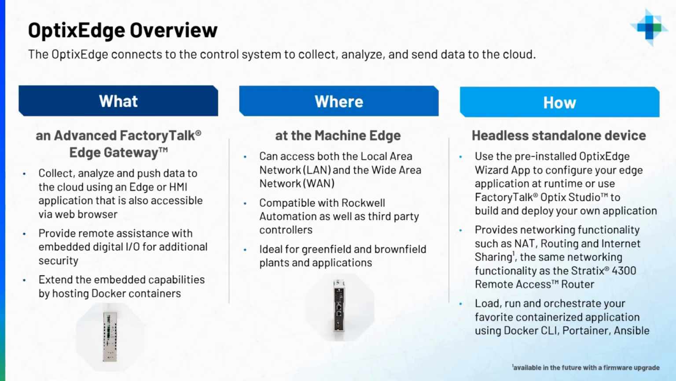And for those who are familiar with the Stratix 4300, you'll find that the form factor and functions are very similar. Honestly, it uses the same chassis as the Stratix 4300. So it's like a Stratix 4300 with the ability to run Optix Edge, to run Optix applications. And finally, with the Optix Edge, you can even run your own applications as long as they can be containerized, right? You can run containerized applications alongside Optix inside the Optix Edge. So really cool piece of hardware. And we have a demo in the lab if you would like to come down to our Tomorrow Lab and check it out.